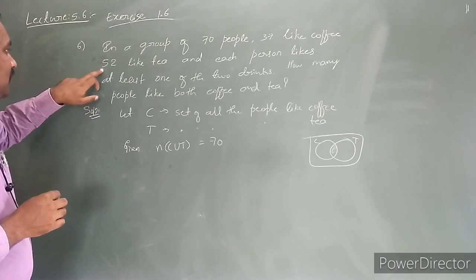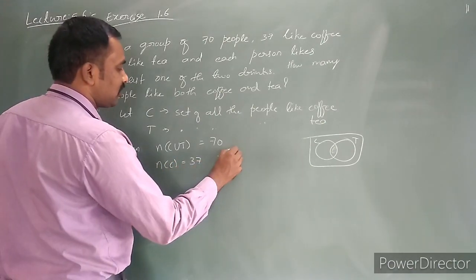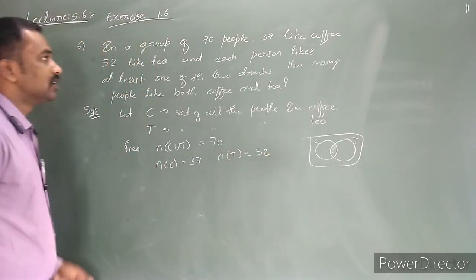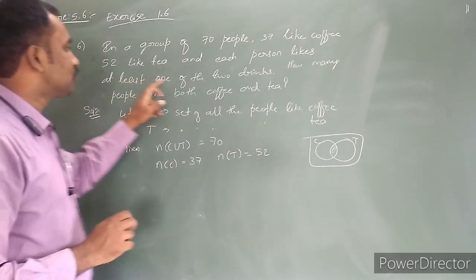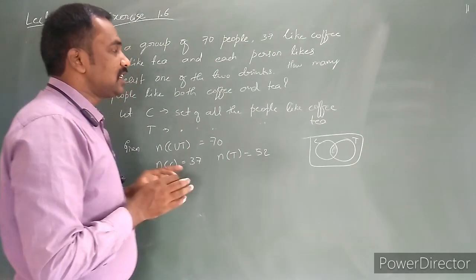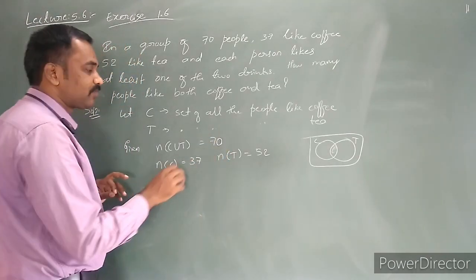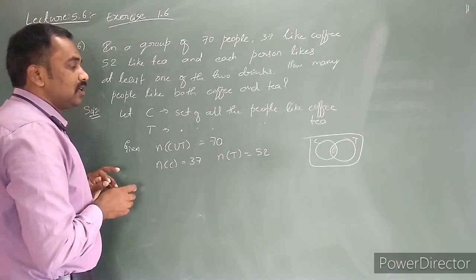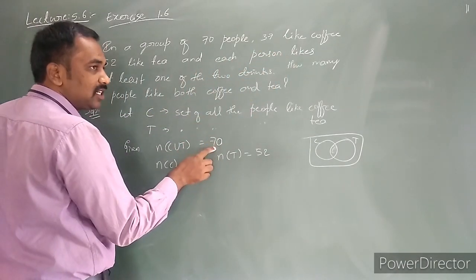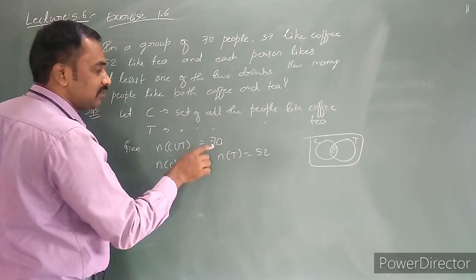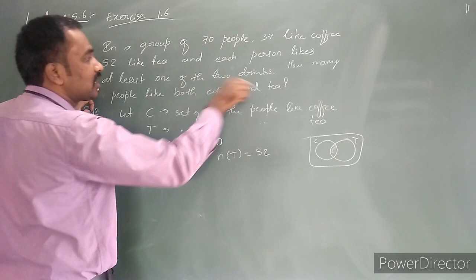Like 37 like coffee, 52 like tea is there. That means n of C is equal to 37 and n of T is equal to 52. 37 like coffee and 52 like tea, and each person likes at least one of the two drinks. That means out of all these 70 members, each person means 70 people are there. For these 70 people they are doing the survey, each person likes at least one of the two drinks.